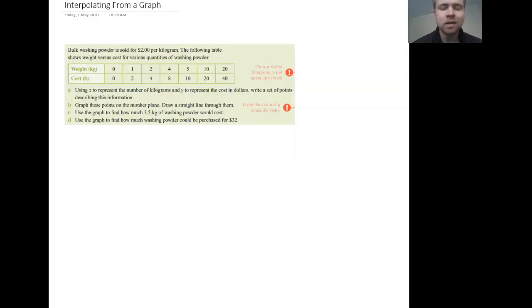Now, what does interpolating mean? Well, we're going to be using a graph to predict or estimate what further values will be. So that's what interpolating means in a maths context.